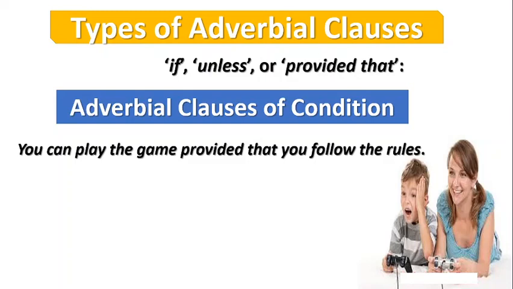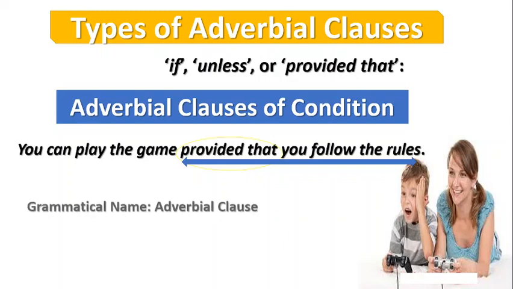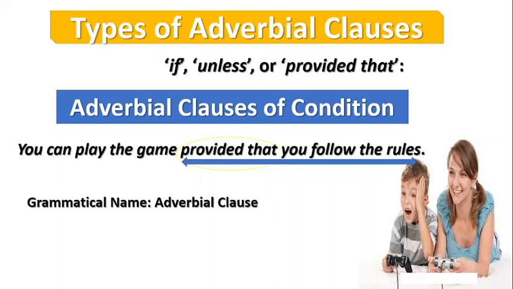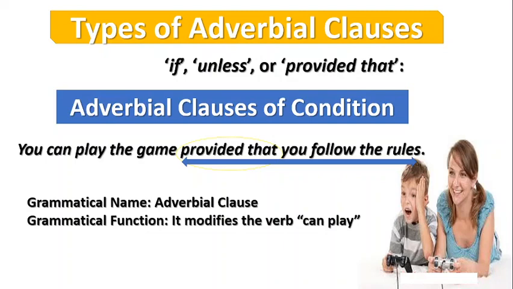Is it possible? Yes. Are you able to spot the subordinate conjunction? Provided that. Beautiful. And the clause, that is the subordinate clause, excellent. So you can play the game on what condition? Because of the verb I emphasize in the main clause, definitely you will be able to spot it. Remember, it's an adverbial clause. I have spotted the verb because provided that you follow the rules is a condition for you to carry out an action. What action? Play the game. Thus, it modifies the verb can play. Is it difficult? Easy peasy.